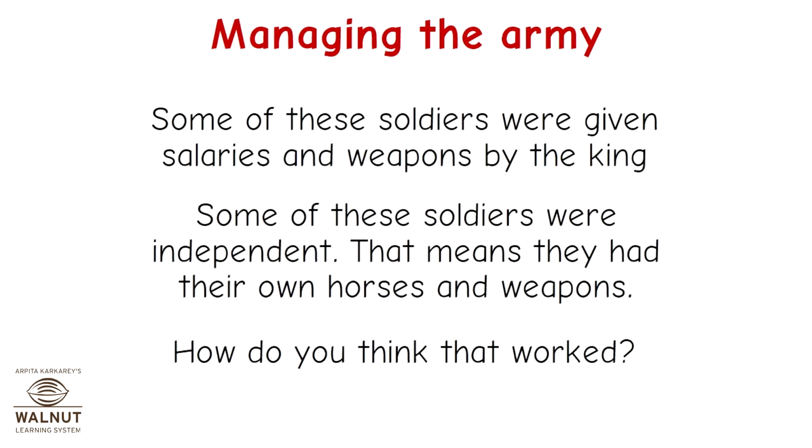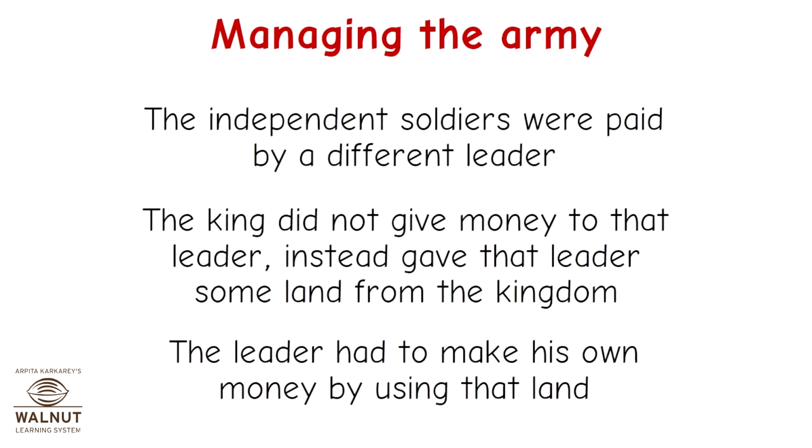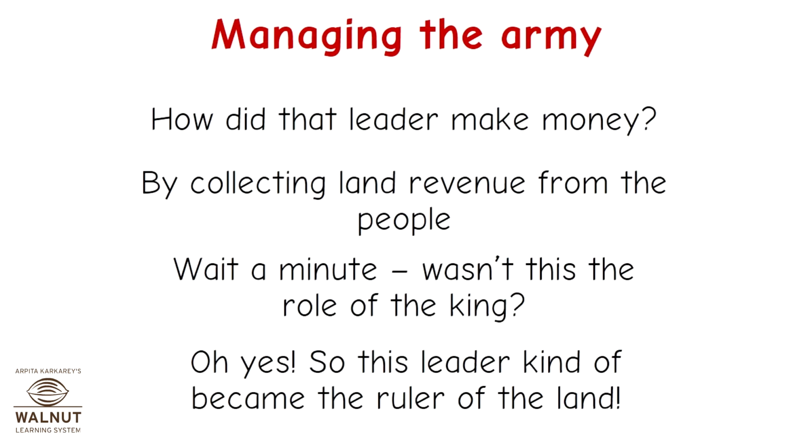How do you think that worked? The independent soldiers were paid by a different leader. The king did not give money to that leader. Instead, he gave that leader some land from the kingdom. The leader had to make his own money by using that land. How did that leader make money? By collecting land revenue from the people.